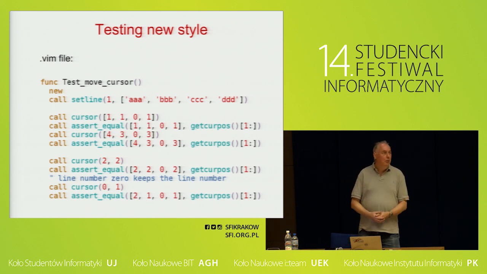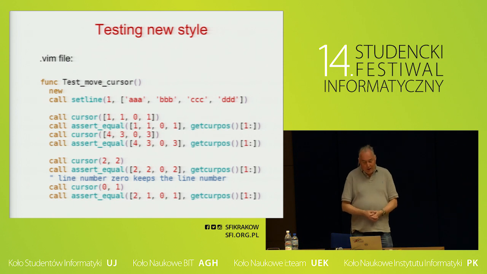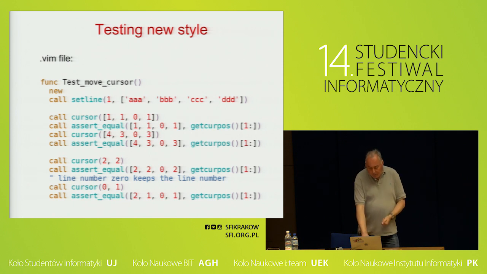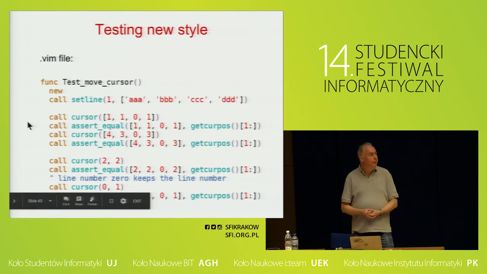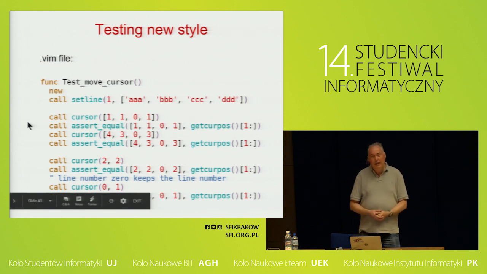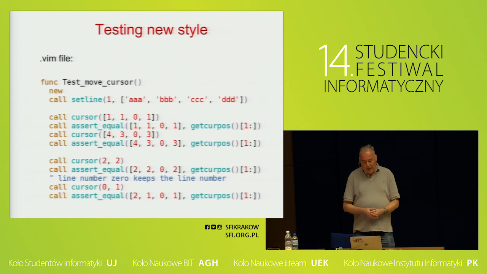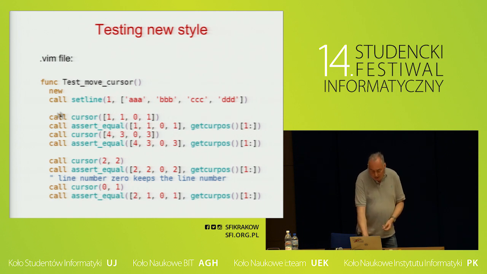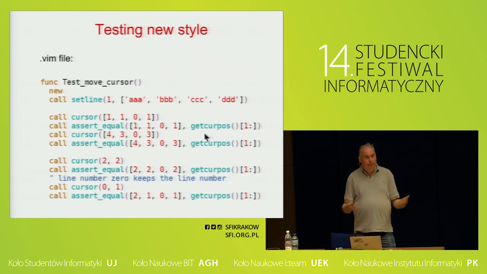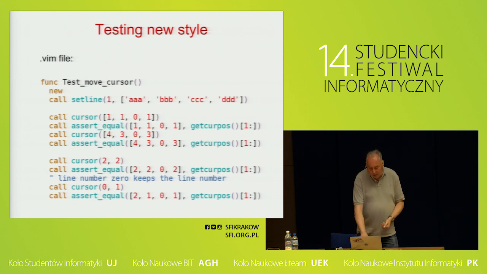So this is what most programs do, most languages. And this is just Vim script. And it's pretty easy to read. So you say, okay, let me set some lines. So you open a new window, set some text in that window. It's just 4 lines with characters. And then you say, okay, let me move the cursor around and then check that it's actually at the right position. I think that's fairly easy to understand what's happening here.